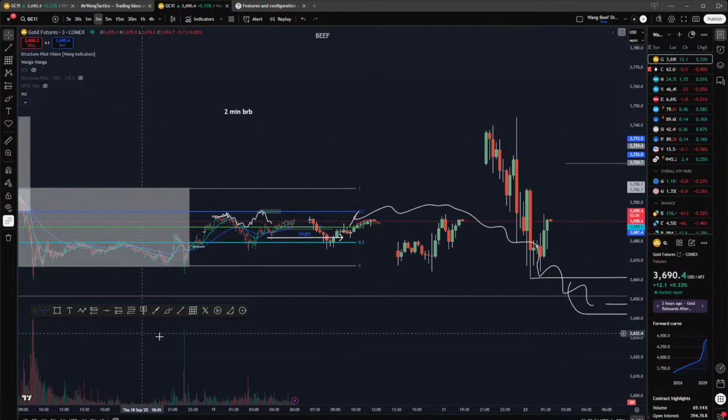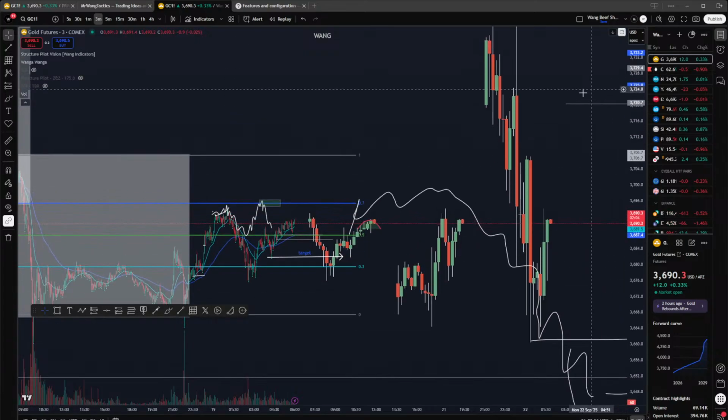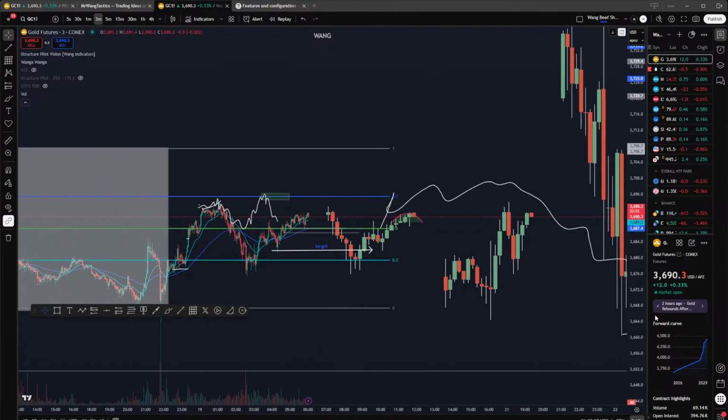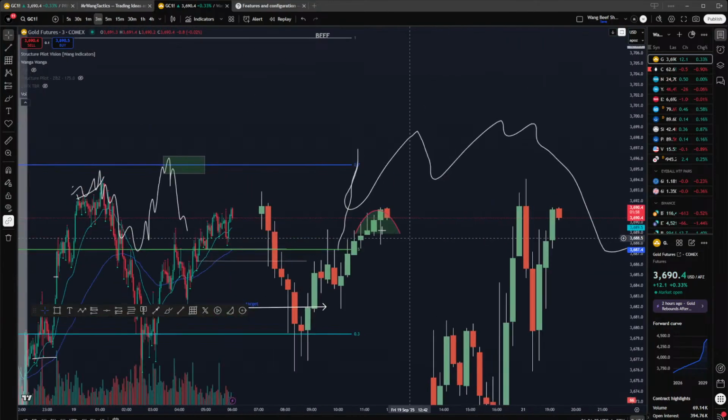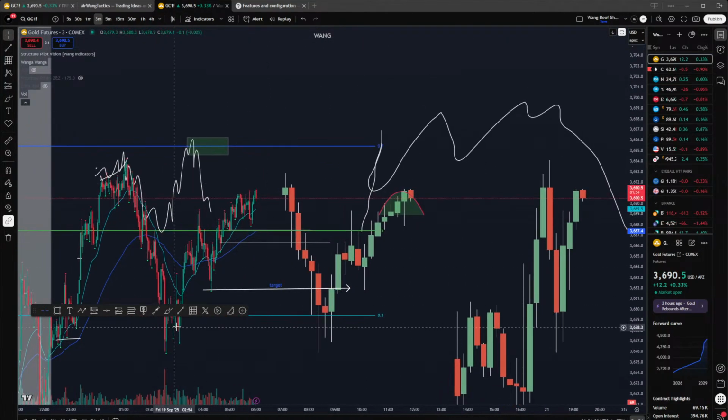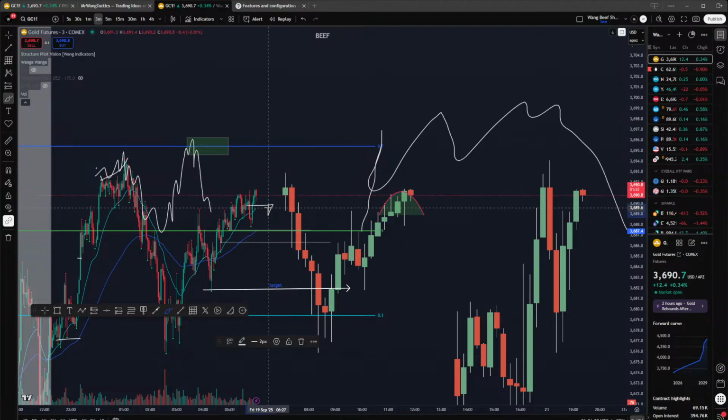All right, let me zoom in again. So yeah, this kind of obviously closes bullish above that high. We may be able to tap back in somewhere here and get to the highs. We will see.